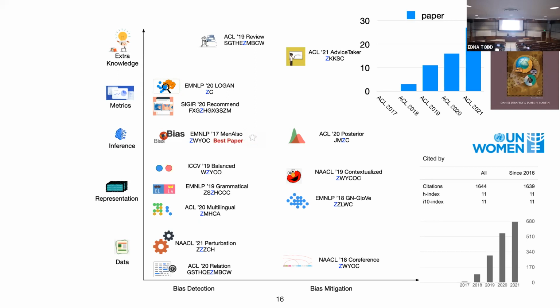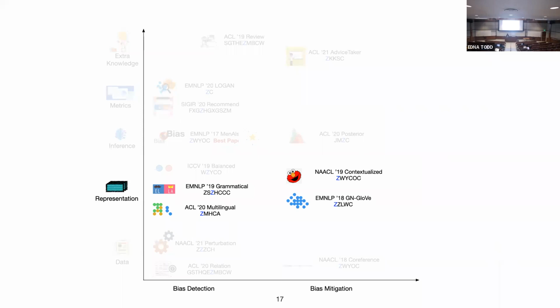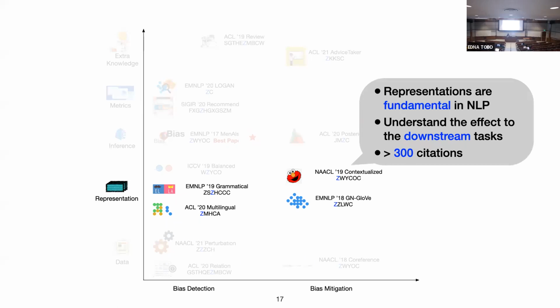All of my research here serves the same goal: to build accountable and trustworthy NLP models. In more detail, my research analyzed several things. First, we analyze the biases in representations. They are very fundamental in NLP models, and most existing work tries to learn representations that can boost the performance in downstream tasks. But we are among the first few to understand the bias in representations and how the bias influences the downstream tasks.